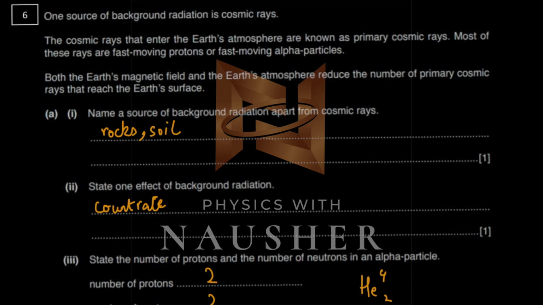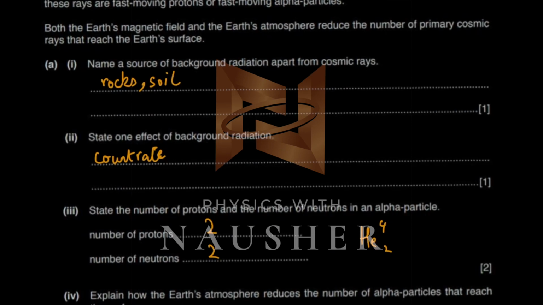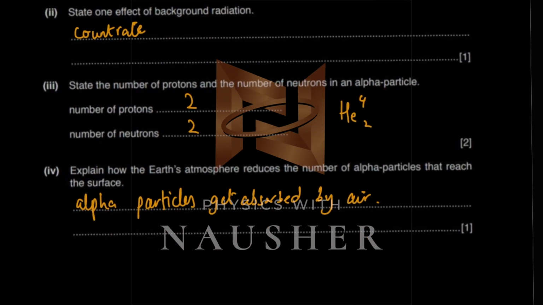Name a source of background radiation apart from cosmic rays, rocks and soil. One effect of background radiation, that's on the count rate. Number of protons and number of neutrons, it's helium-4 so 2 protons, 2 neutrons. How the atmosphere reduces the number of alpha particles. You know, alpha particles have a very small range in air, so they get absorbed by air. You can say they cause ionization in air, etc.